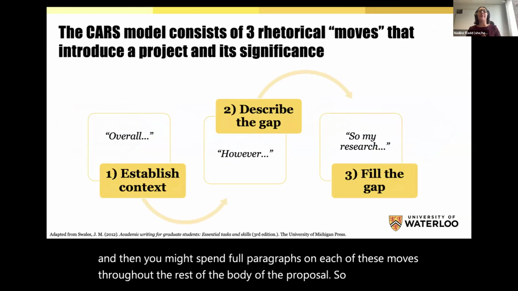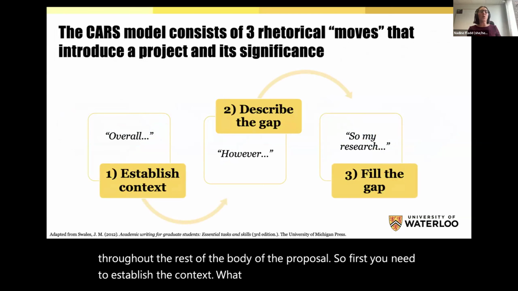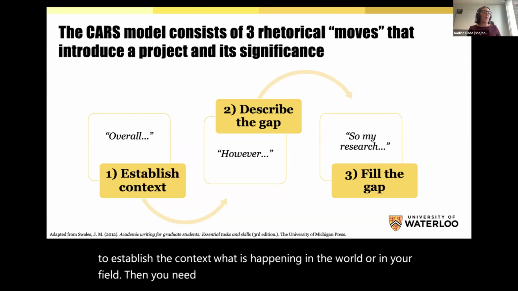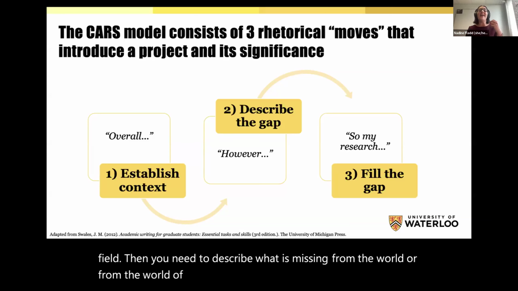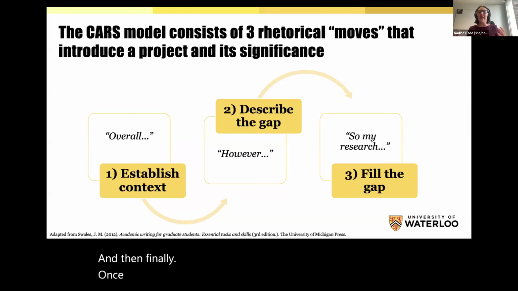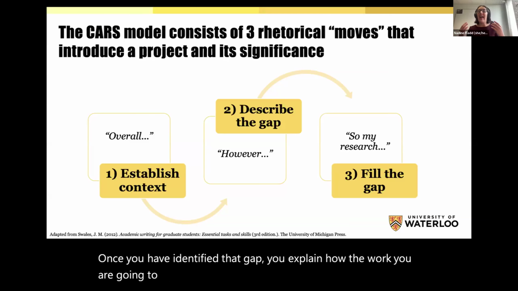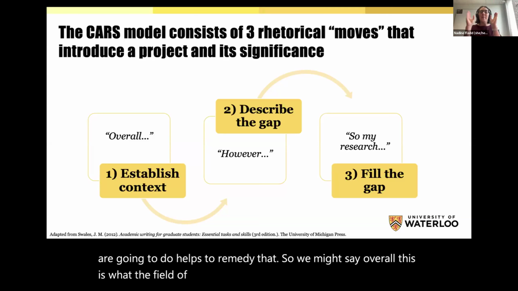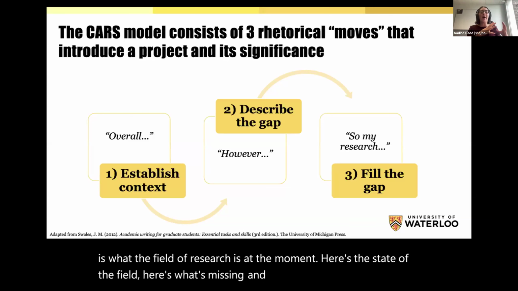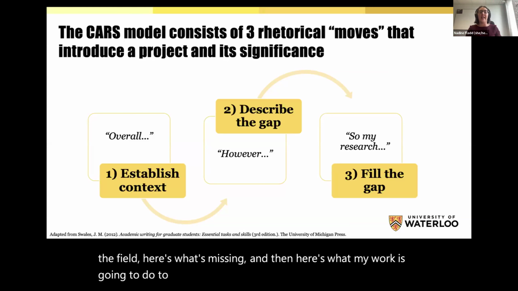So first, you need to establish the context. What is happening in the world or in your field? Then you need to describe what is missing from the world or from the world of research. And then finally, once you have identified that gap, you explain how the work you are going to do helps to remedy that. So we might say, overall, this is what the field of research is at the moment. Here's the state of the field. Here's what's missing. And then here's what my work is going to do to help fix that or mitigate that.